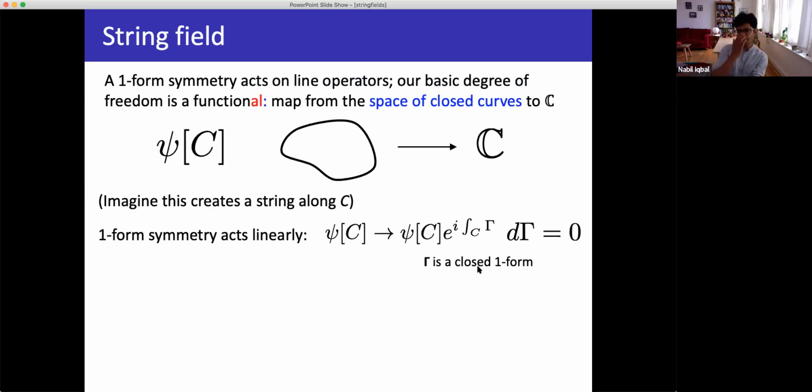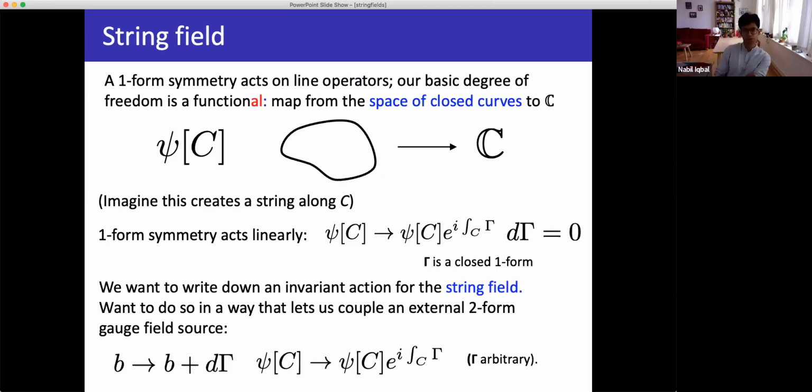However, it's often nice to be able to promote this to a more general symmetry principle. In other words, I'd like to be able to find a way to couple an external two-form source to this field in such a way that I can shift psi of c by psi of c times e to the i integral of gamma, and shift B by B goes to B plus d gamma. So I'd like to be able to do this in some way that makes sense. So how do I do this? How do I write down a term that lets me couple things in this manner?